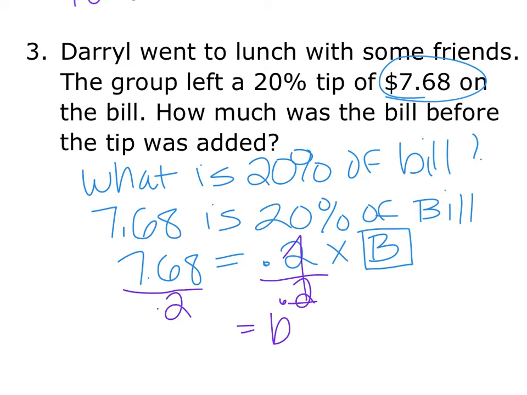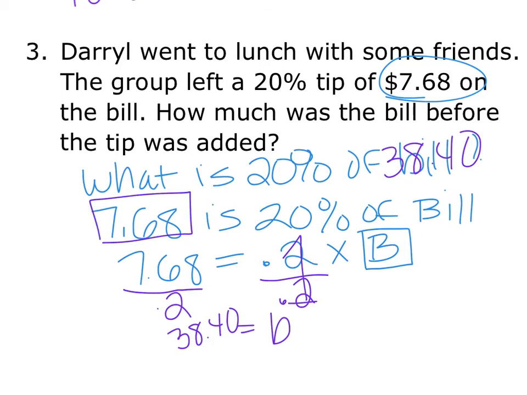7.68 divided by 0.2 is 38.40. So our original bill was $38.40. And if I were to go back and plug this in, I would end up with that 7.68 we were given. Let's try another one of these.